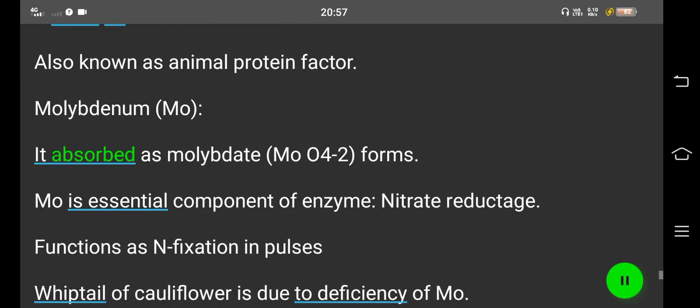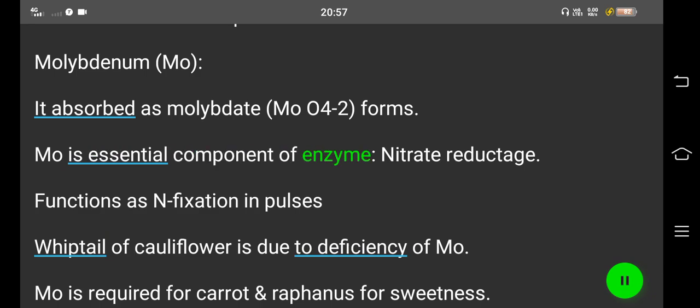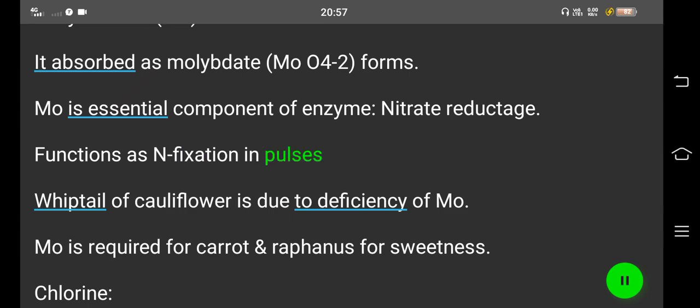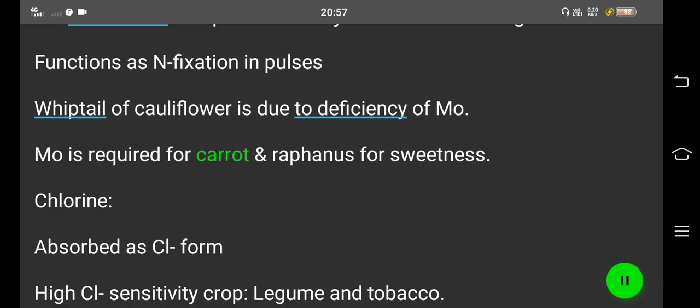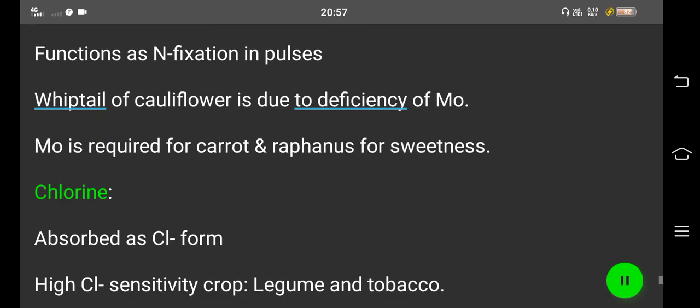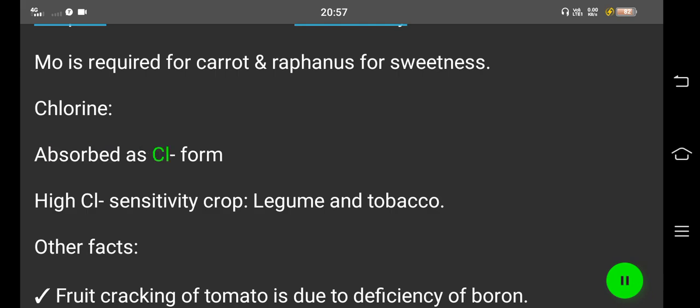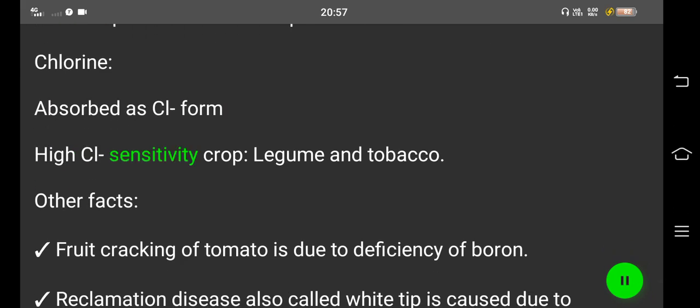Molybdenum, Mo. It is absorbed as molybdate, MoO4 2- form. Mo is an essential component of the enzyme nitrate reductase. It functions in N-fixation in pulses. Whiptail of cauliflower is due to deficiency of Mo. Mo is required for carrot and radish for sweetness. Chlorine. Absorbed as Cl- form. High Cl- sensitive crops are legumes and tobacco.